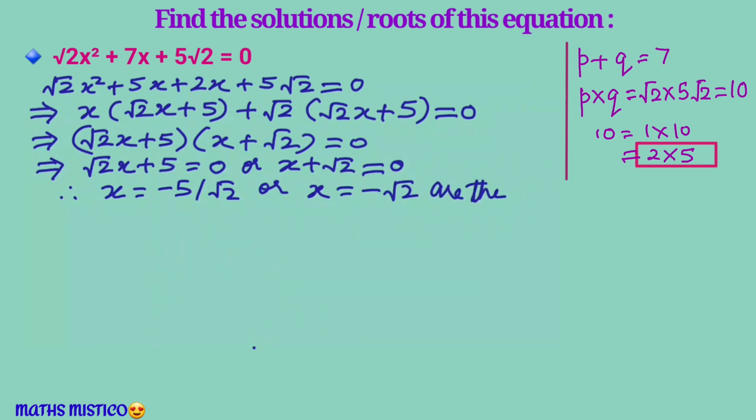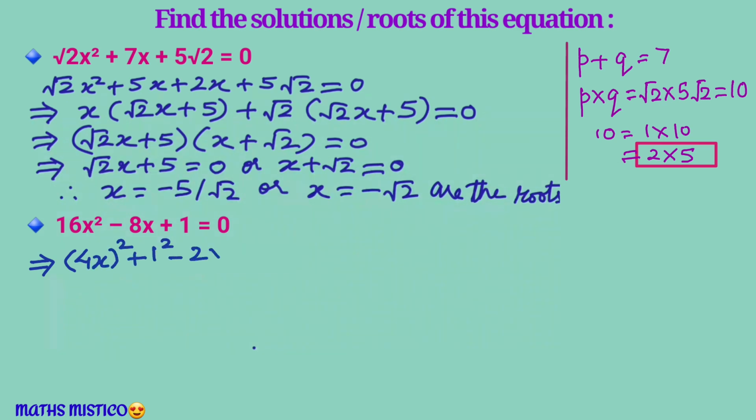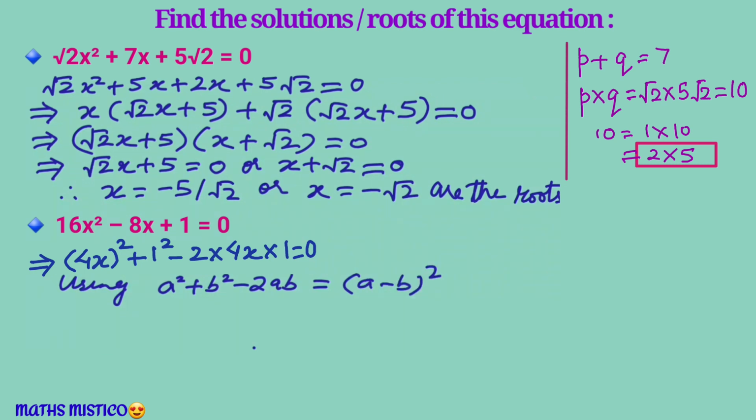So these were two examples of splitting the middle term. Now let's try this one. Can you use any identity in this question? You may observe that two of the terms are perfect squares, that is 16x square and 1. So I can write this expression as 4x whole square plus 1 square minus 2 into 4x into 1. This way we can use the identity a square plus b square minus 2ab equal to a minus b whole square.